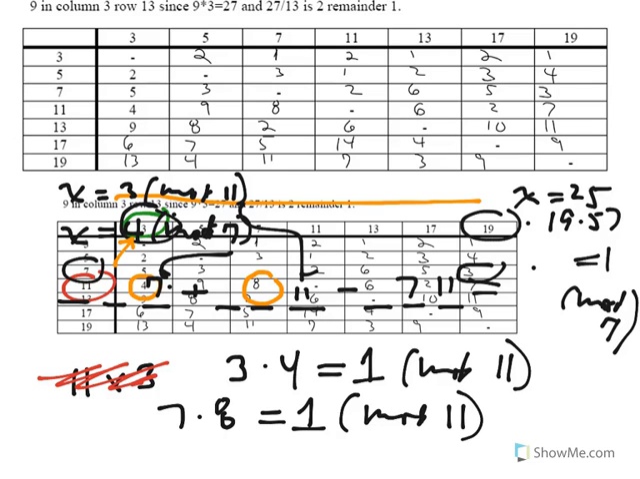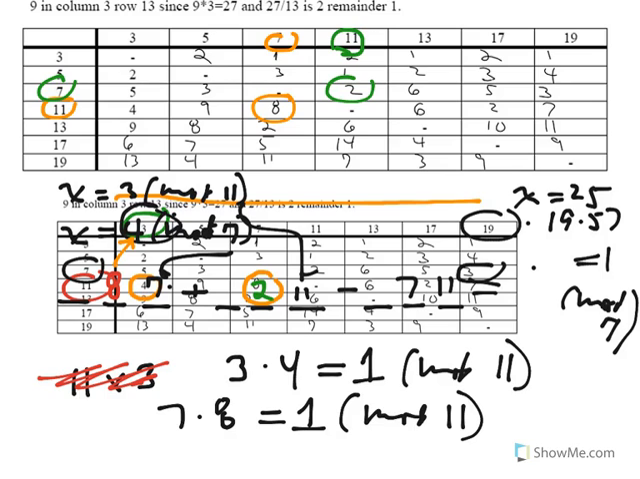Now, I'm going to go to the 7 column, and I'm going to go to the 11 row. I'm going to see what number is here. And that number I'm going to put right here. And now I'm going to go backwards, and I'm going to take the 11 column and the 7 row, and I'm going to take this number and put that over here. Now, why I'm doing this will become more clear in a bit.